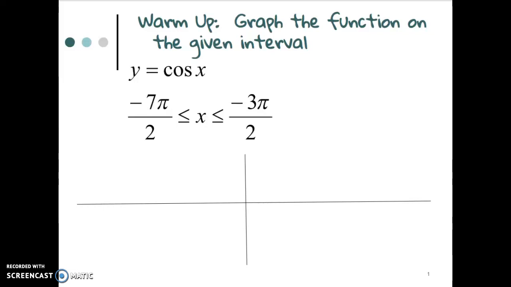All right, guys, for today's warm-up, we're going to be graphing the cosine function, but we're going to be looking at it from a different interval. So let's do a quick review from yesterday's material.